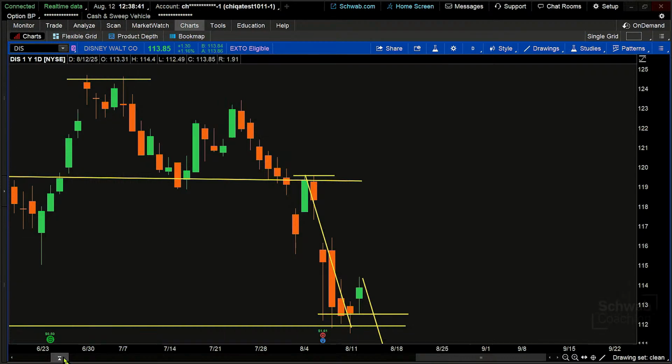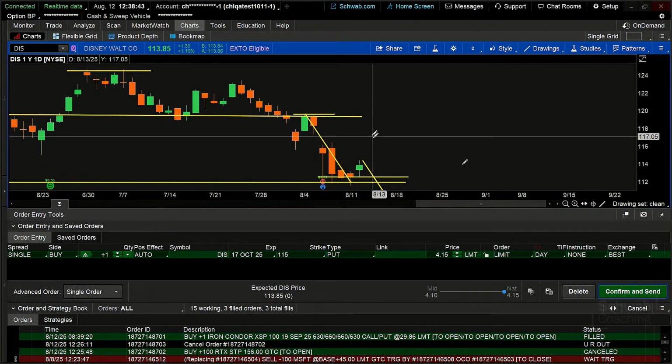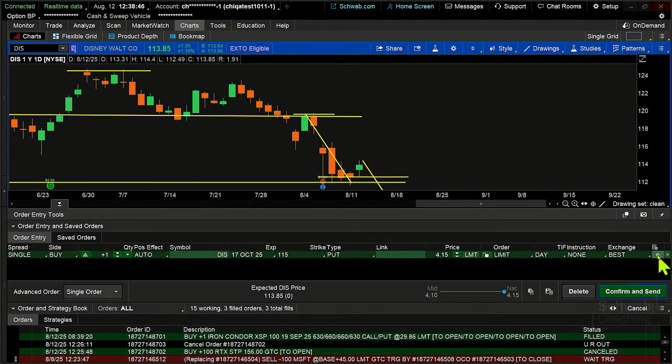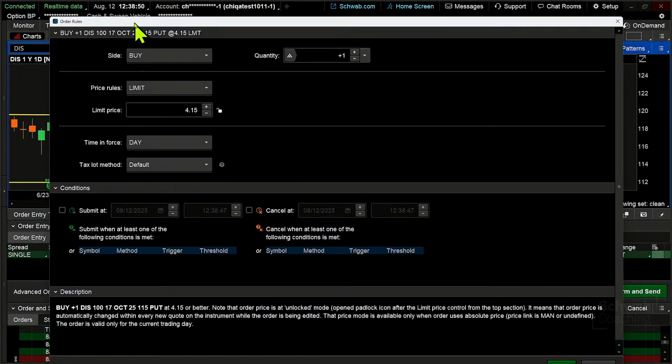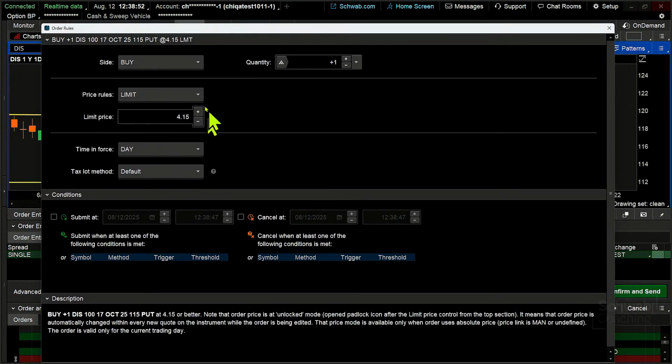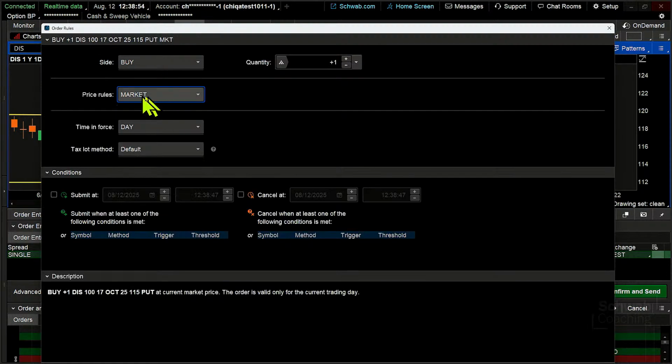So we're going to go back to our trade information, and I'm going to come over here to the little gear icon and make this a conditional order. We don't know what the price of this option is going to be, so I'm going to make that a market order. And we're going to make this order good till canceled because I don't know when this is going to fill.